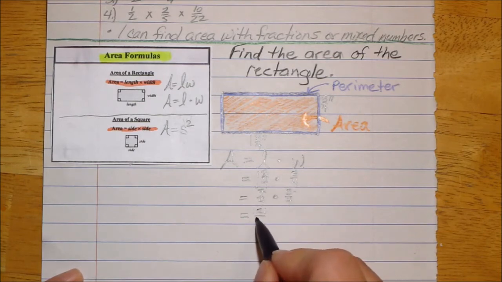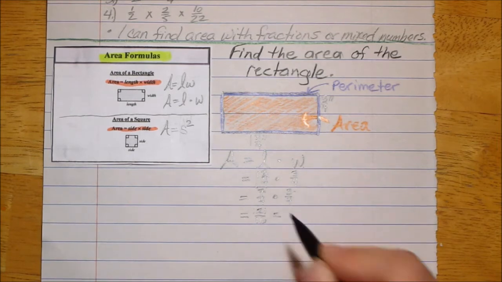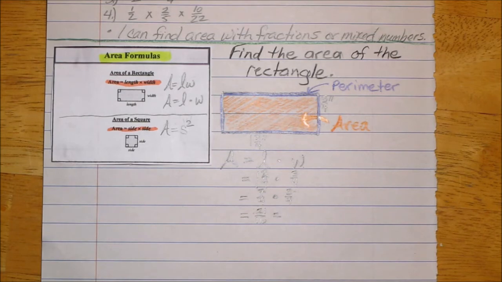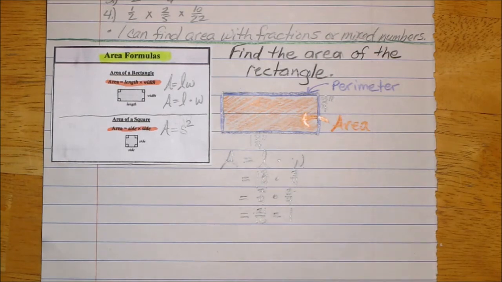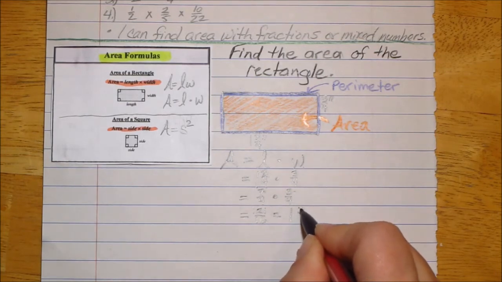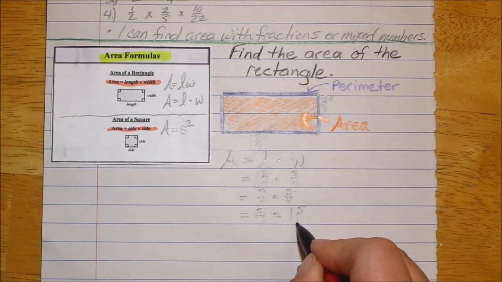4 times 4 is 16. Okay. I have an improper fraction there. That can't stand, right? Can't have that. So I've got to turn that into a mixed number. 16 is going to go into 21 just once, leaving me with 5 left over. And I just scooch that denominator right over.